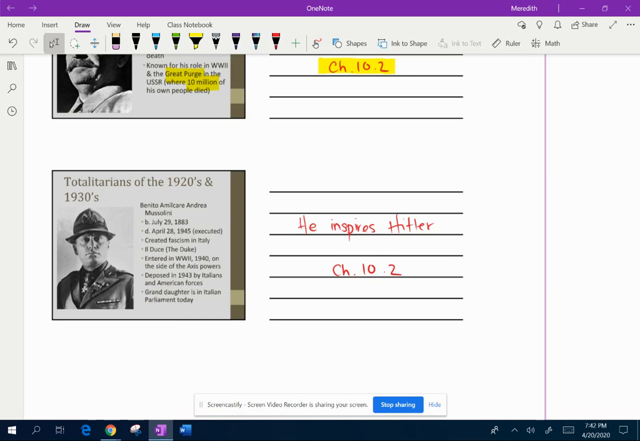And then the last guy that I want to briefly mention that's also going to be in chapter 10, lesson 2, is Benito Mussolini. Okay, so Benito Mussolini, he's going to become the fascist dictator of Italy in the 1920s, and he's going to be executed in 1945. He is the one who is guilty of inspiring Adolf Hitler to perfect this new type of totalitarianism called fascism. I can't wait to talk to you guys about this guy. But fun fact, his granddaughter is in Italian parliament today. And there's an article in your resource tab that shows the Twitter war she had with Jim Carrey, famous comedian.